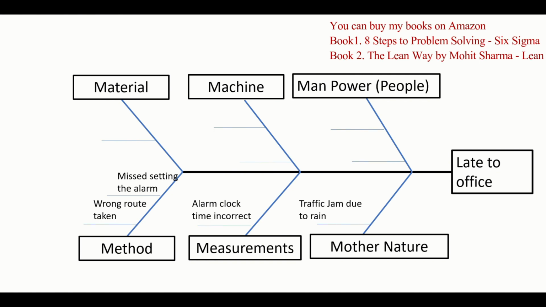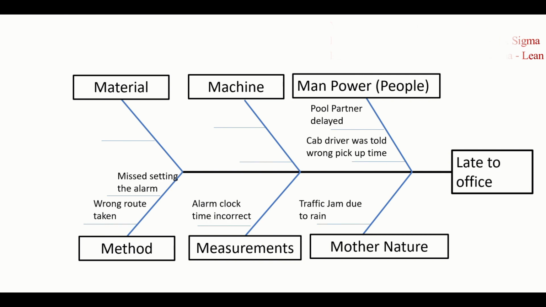Or a wrong route taken by the cab. Like there is a normal route that the person takes, but today the person has taken a wrong turn and that is why he reached late to office. So these two causes will come under method. The next are under manpower: pool partner delayed and cab driver was told wrong pickup time. These are the two sub causes under manpower. The tire puncture or car broke down are the two sub causes which are under machine. And material: the person has drunk cough syrup by mistake and that is why the person has overslept and could not get up in the morning. So this cause is the funny one I just added for humor.